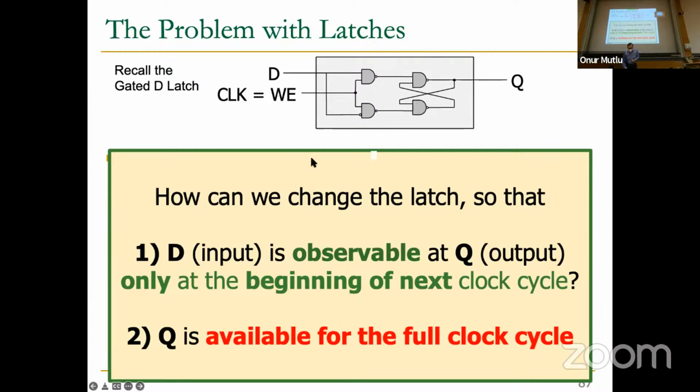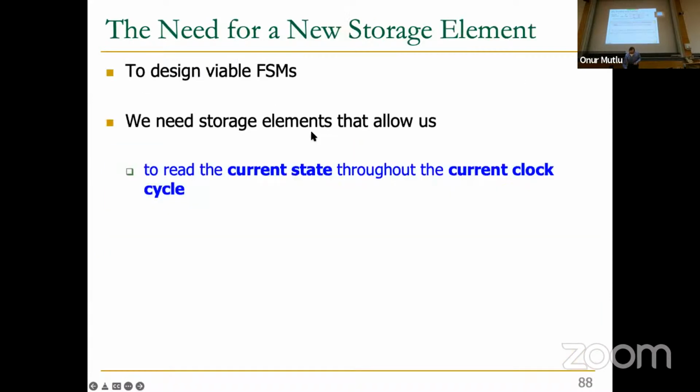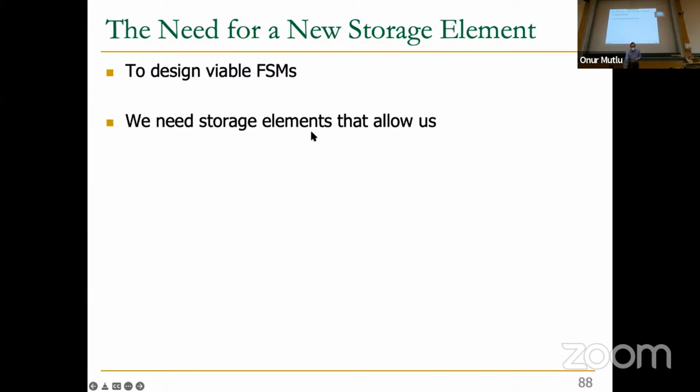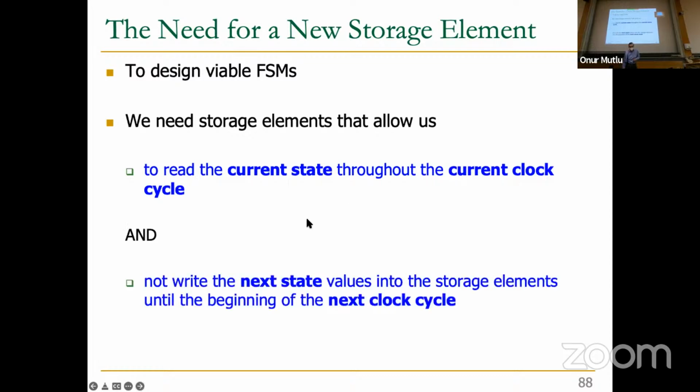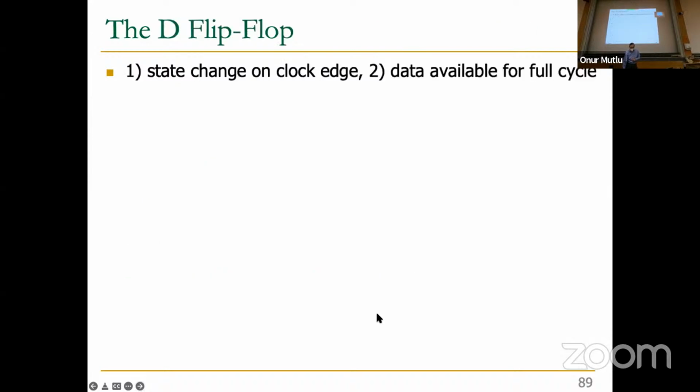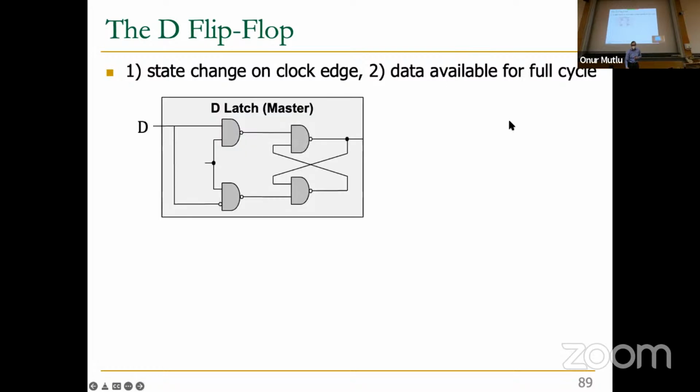And that's where we try to build a new storage element. We need storage elements that allow us to read the current state throughout the current clock cycle and not write the next state values into the storage elements until the beginning of the next clock cycle. So that's why people have come up with what's called the D flip-flop. Interesting name, but I didn't name it. This is called a D flip-flop, and it has two properties: state change on clock edge, and data is available for a full cycle.